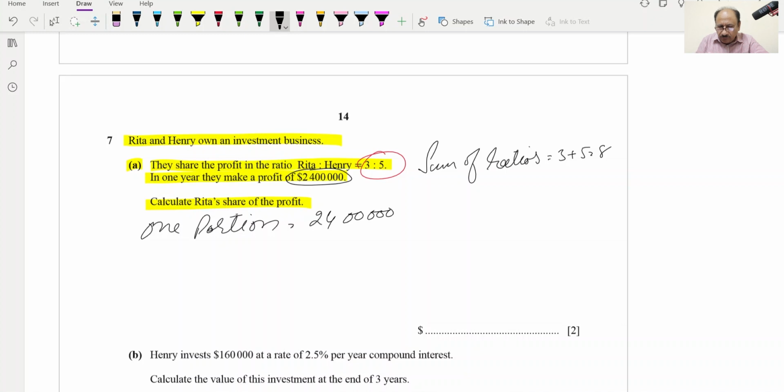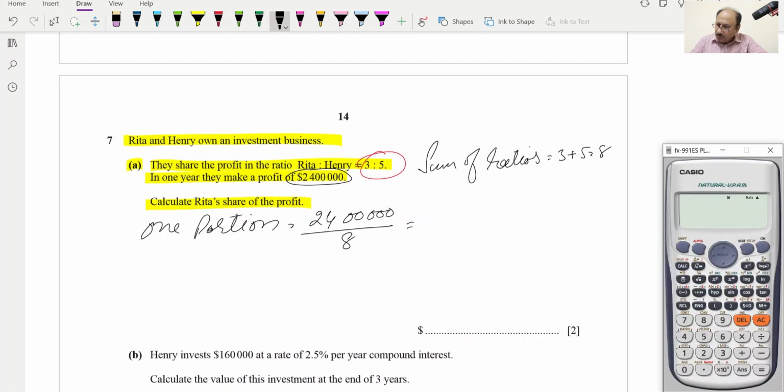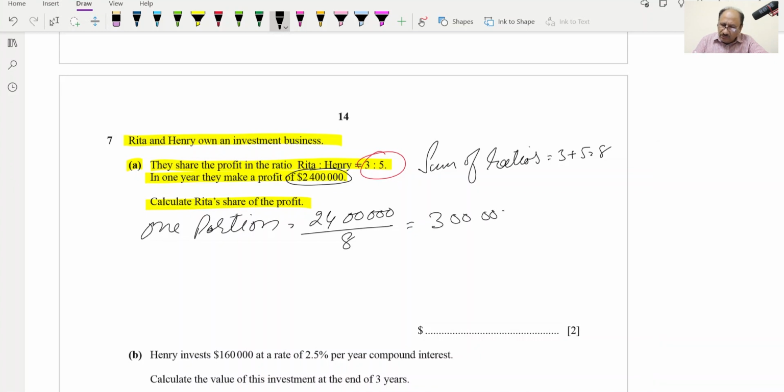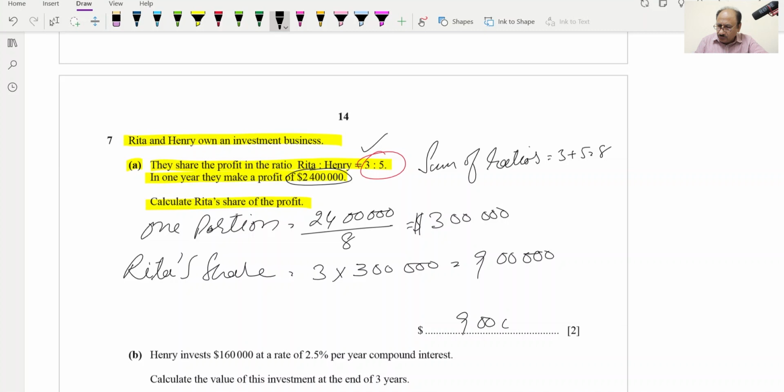So one portion is equal to this profit, divided into 8 portions, and one portion will be 3 with 5 zeros. This is in dollars basically. So we need Rita's share, which is 3 portions. So Rita's share will be equal to 3 times 3 with 5 zeros, and this will be equal to 9 with 5 zeros.